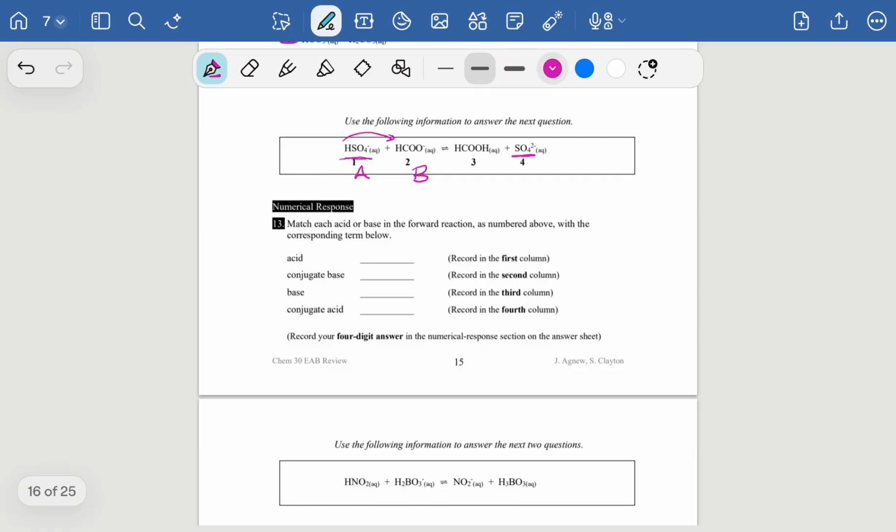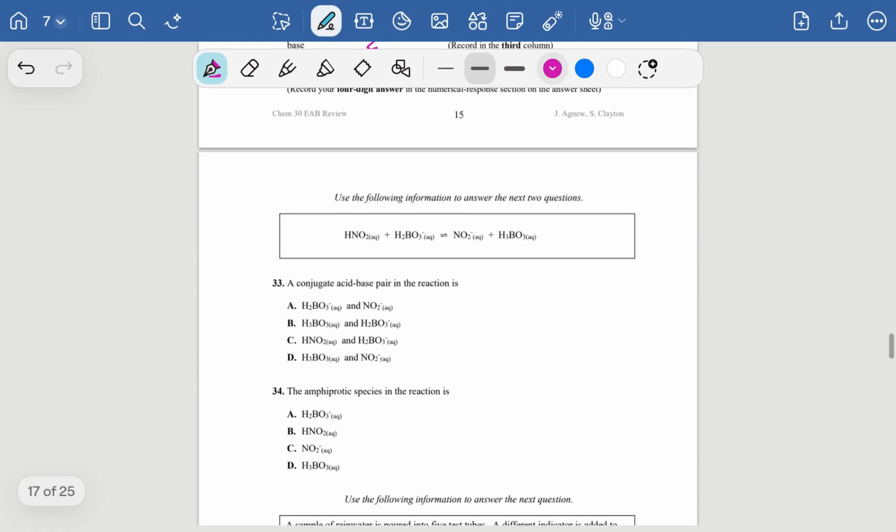So when we're going through this, your acid is number 1, its conjugate base would be number 4, the base is number 2, and the conjugate acid would be number 3. So I know I'm writing it in this order because it is asking about the forward reaction. So start with your reactants and go to your products.